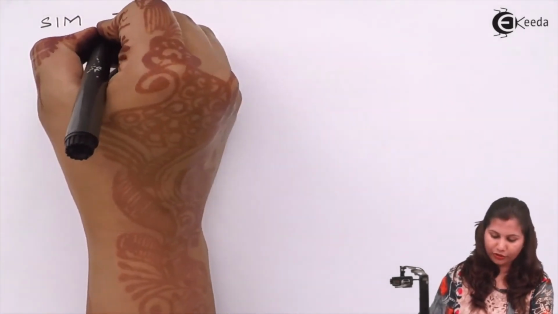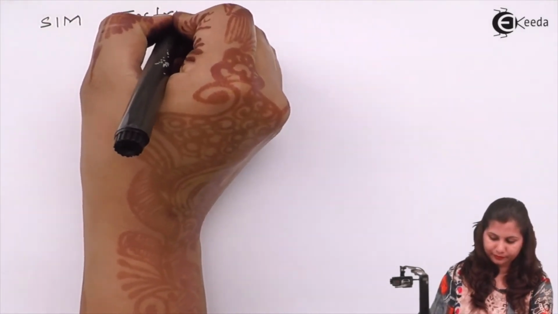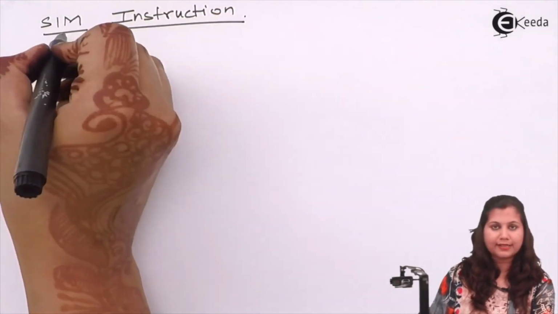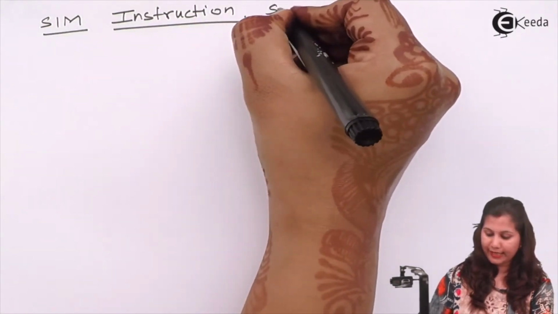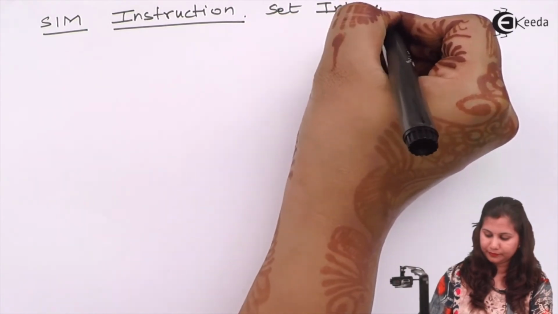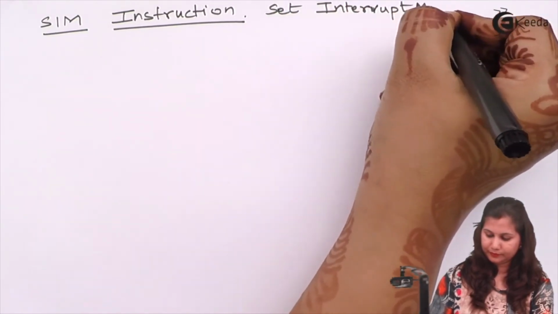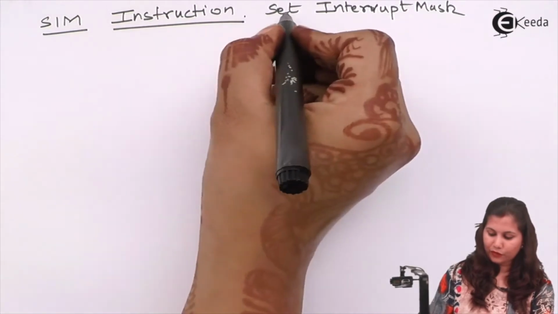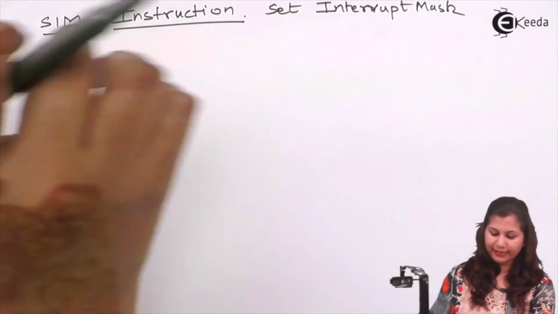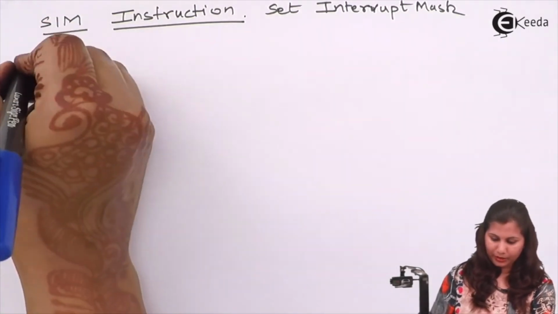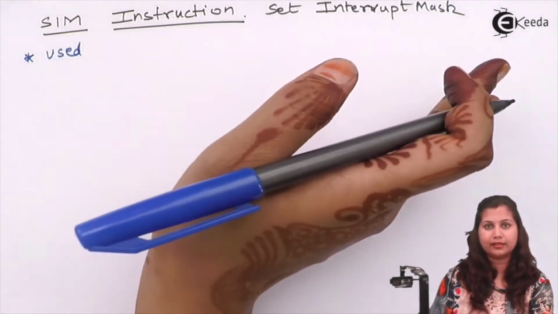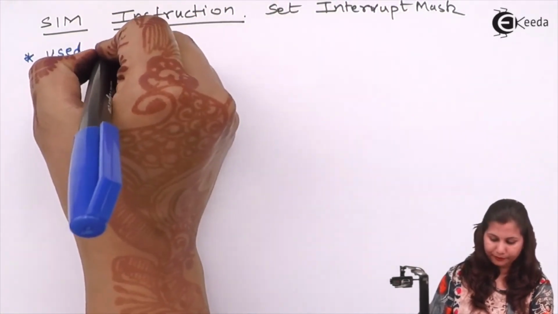SIM instruction. The full form for this SIM instruction is set interrupt mask. S for set, I for interrupt, and M for mask. So its full form is set interrupt mask. Now this instruction is used to mask or unmask the RST interrupts.